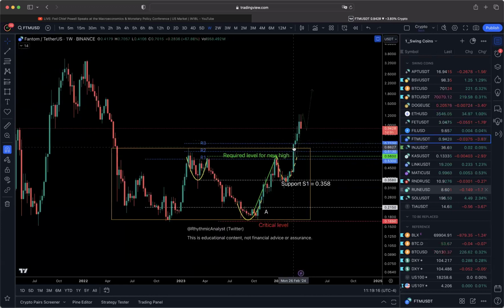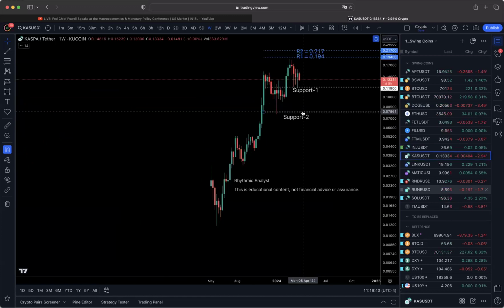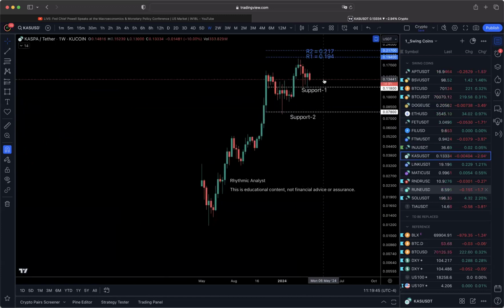FTM already had that moment and it is moving up. INJ is still in this box, meaning it's resting like this one. This could take a couple of weeks, 2-3 weeks. Looking at its nature, it is unlikely to be breaking out for the next 2-3 weeks. KAS is still in consolidation, so it could take time.